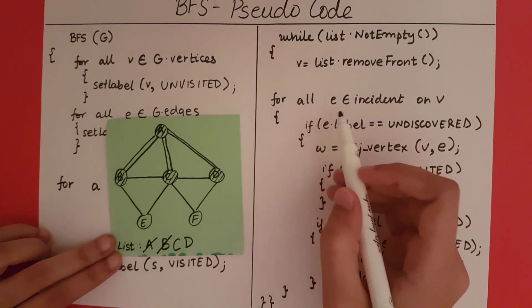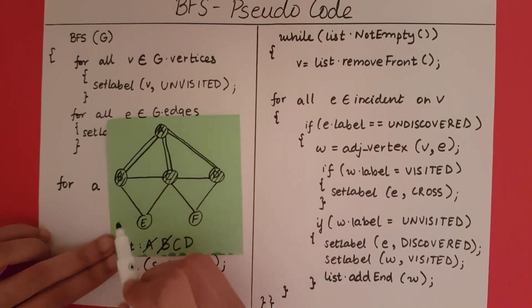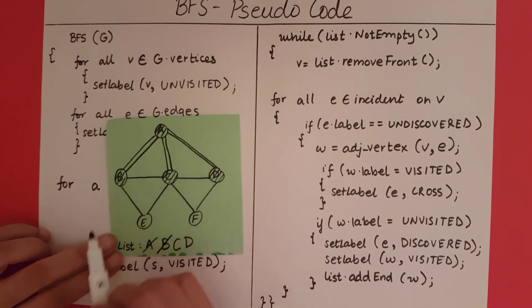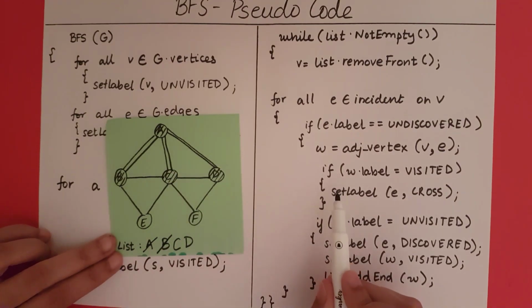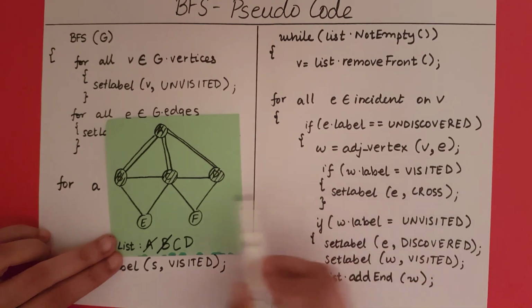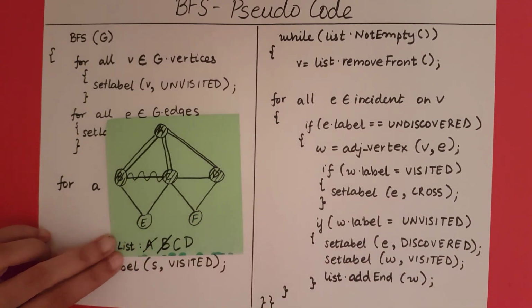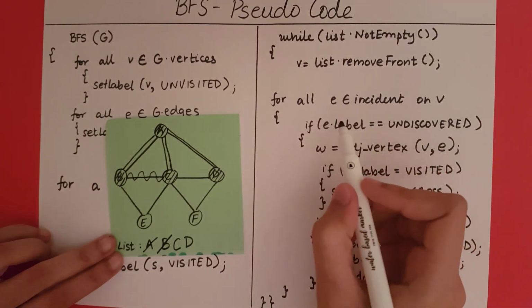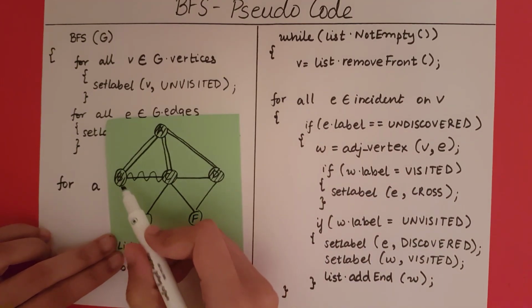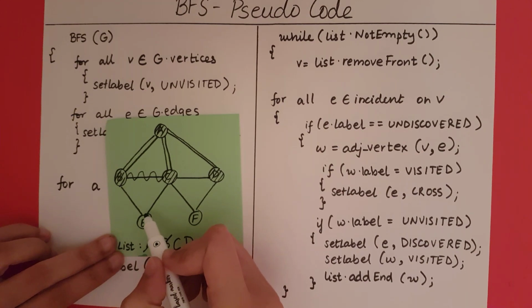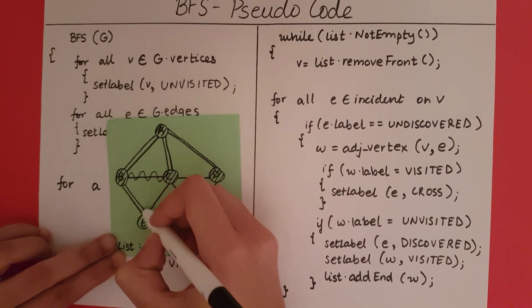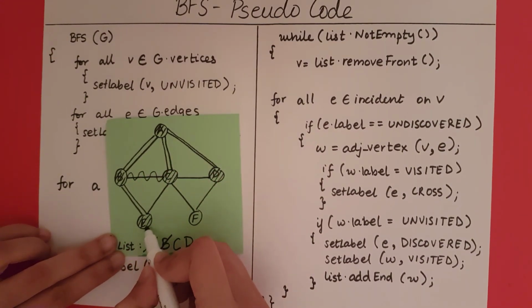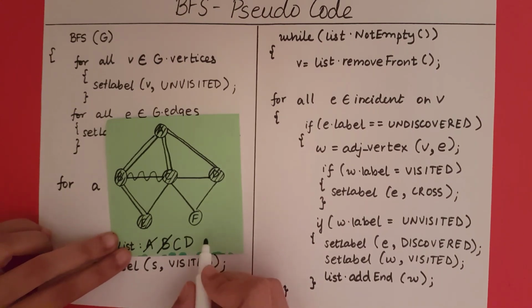So now for all edges incident on B, let me take this edge. If it is an undiscovered edge, yes, this is an undiscovered edge. Now suppose the adjacent vertex is visited, what must I do? I need to set the label of E to a cross edge. Let's say I represent a cross edge like this. Now I go to the next edge. Yes, there is an incident edge on B and it is undiscovered. It leads to an adjacent vertex which is unvisited. So what must I do? I set the edge to discovered. I visit this vertex and I add this vertex to the end of the list.